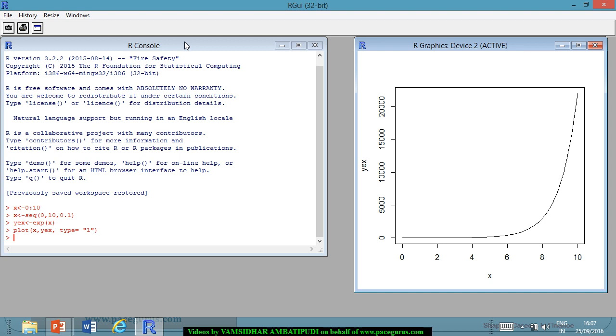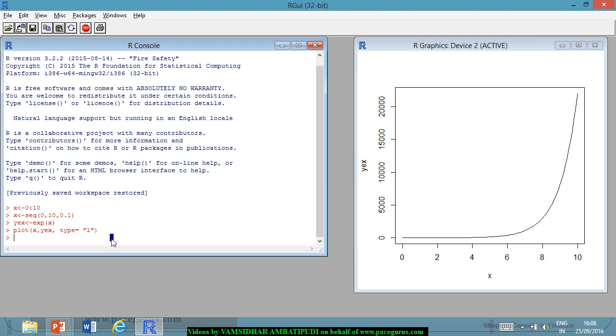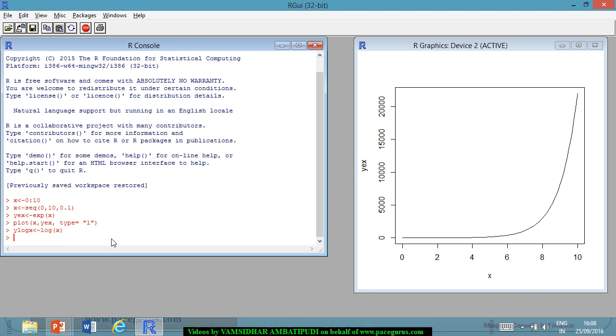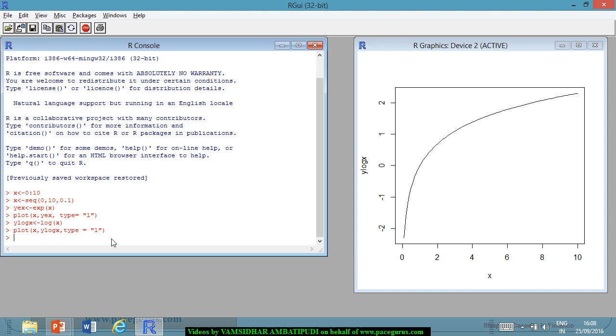On the same lines, I can very well go ahead with y log x. Let me look at a y log x kind of function. So let me call it y log x, wherein I am taking the logarithm of x. Now let me repeat the same plot, x comma y log x, type equal to l. So this is how I'm getting my y log x kind of function.